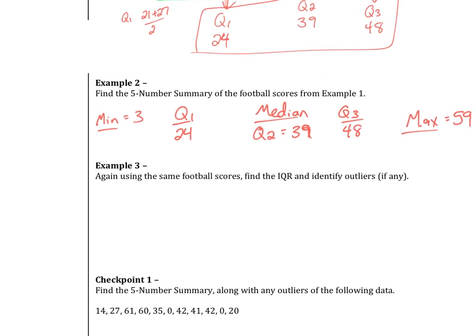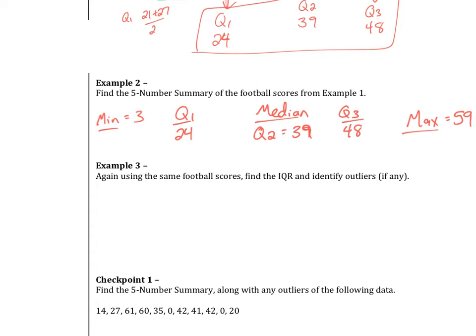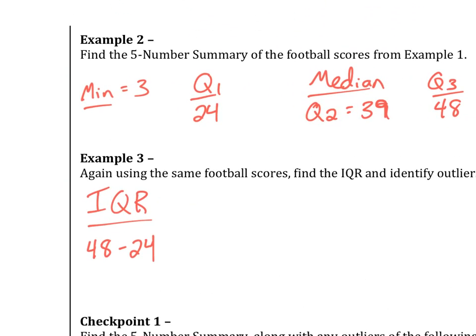Example 3 says find the interquartile range from the example above. So the IQR is Q3 minus Q1. Again, let me zoom in. This is Q3 minus Q1. So 48 minus 24. The IQR is 24. That looks like a 9. 24. So that's the IQR.